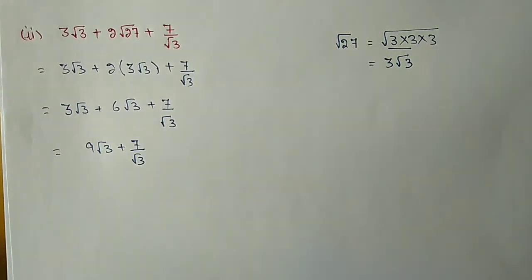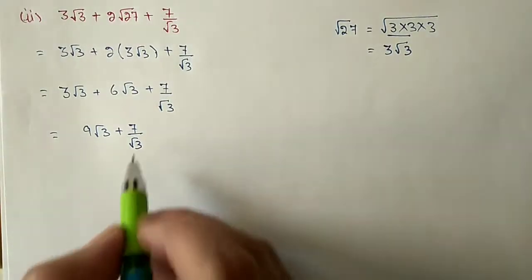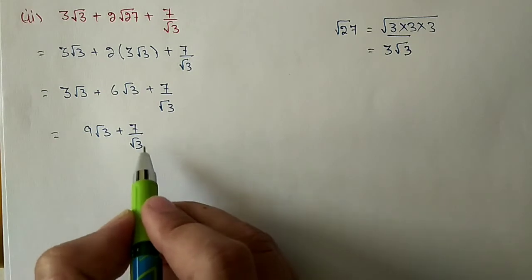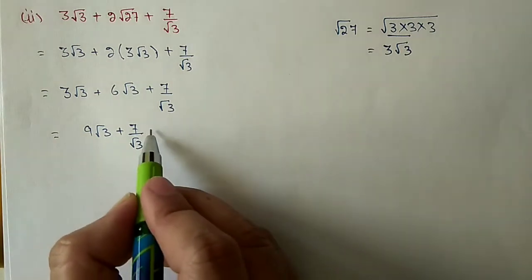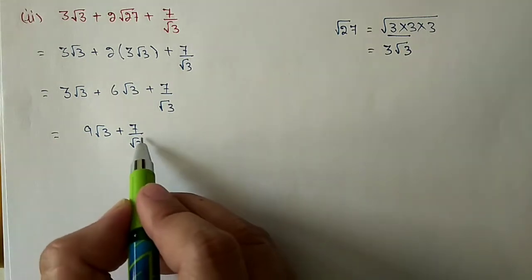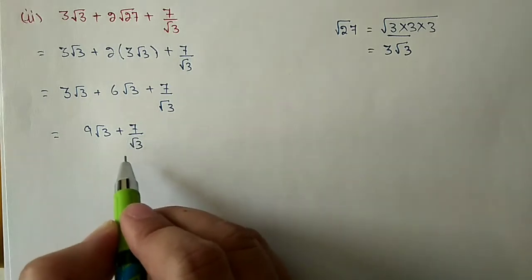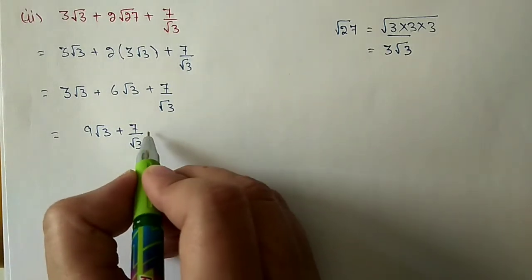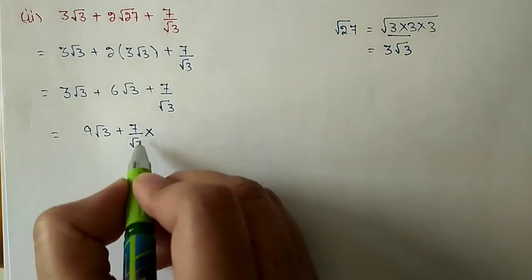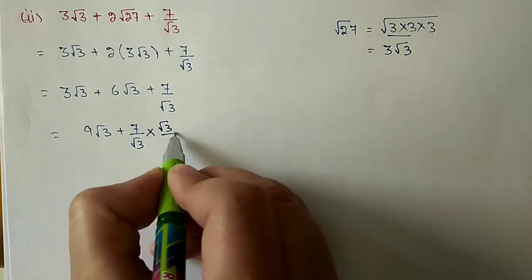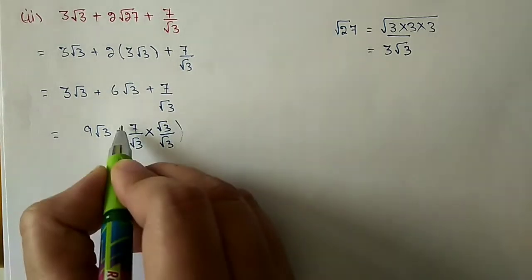Now this we can simplify a little more. If this 7 by root 3 we multiply up and down with root 3, then in the numerator we will get root 3 and from the denominator the root symbol will go. So 7 by root 3 we will multiply with root 3 up and down.